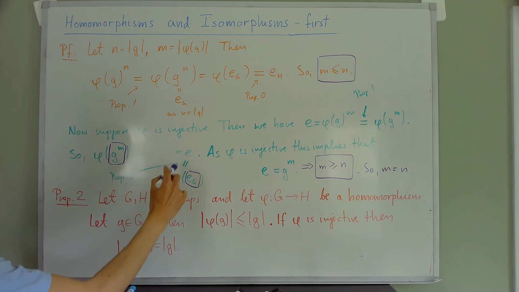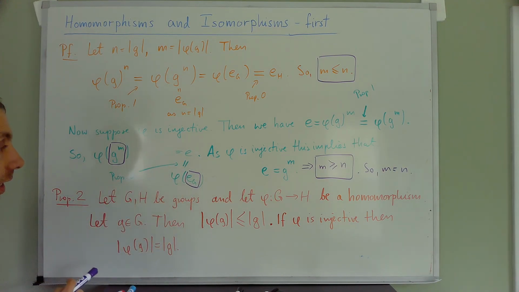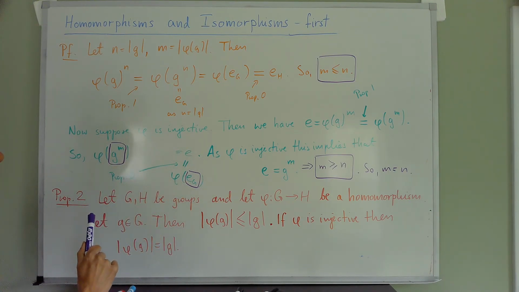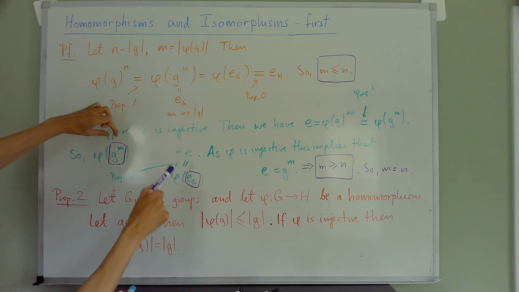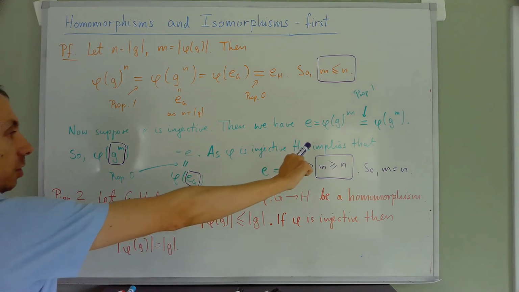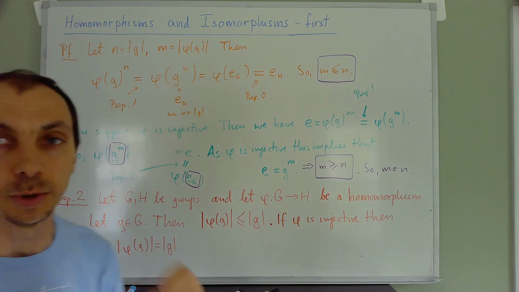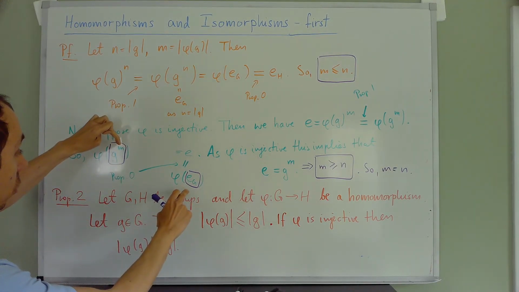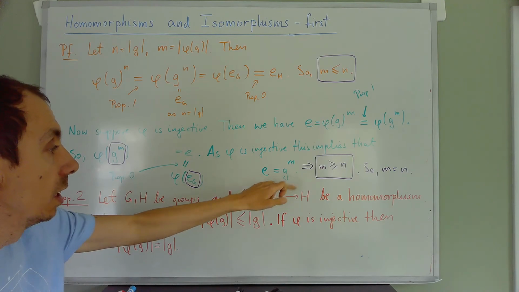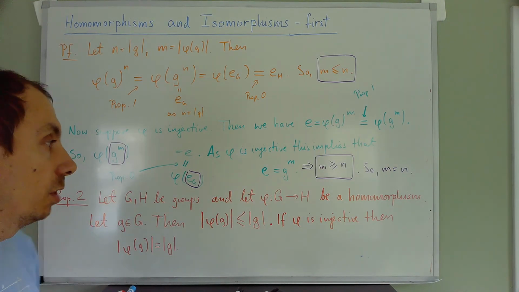But on the other hand, what else is equal to the identity? Phi of the identity. That's just proposition 0. Phi of identity is mapped to identity. So I have two elements, G to the m and the identity, that are mapped to the identity. Because phi is injective, different elements map to different elements. So if these two guys are mapped to the same element, they must be the same element. So E must be equal to G to the m.